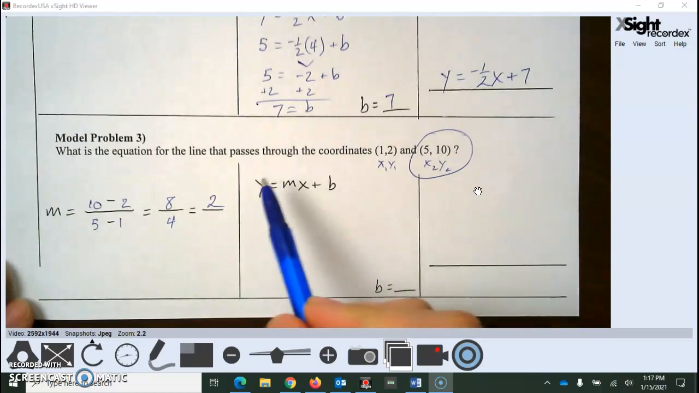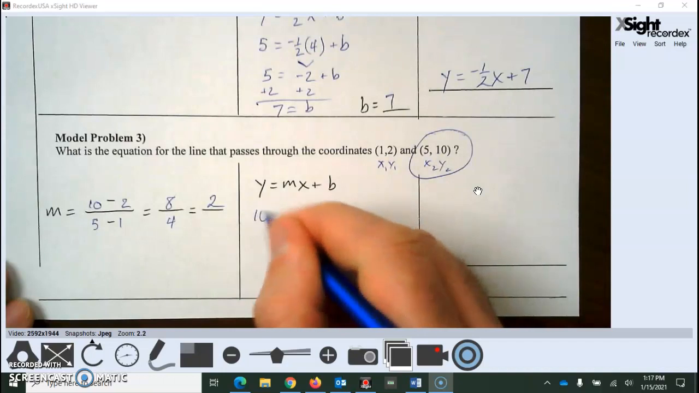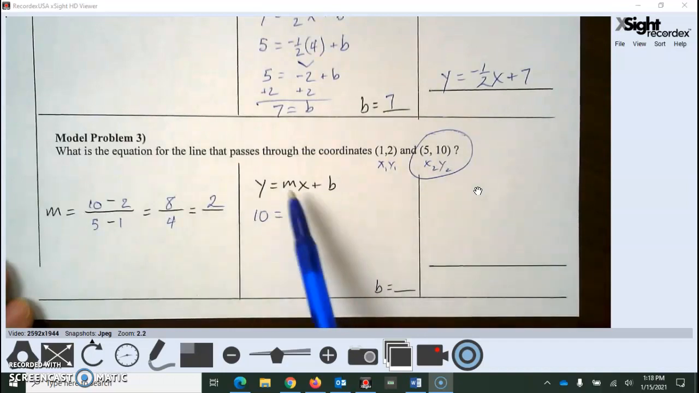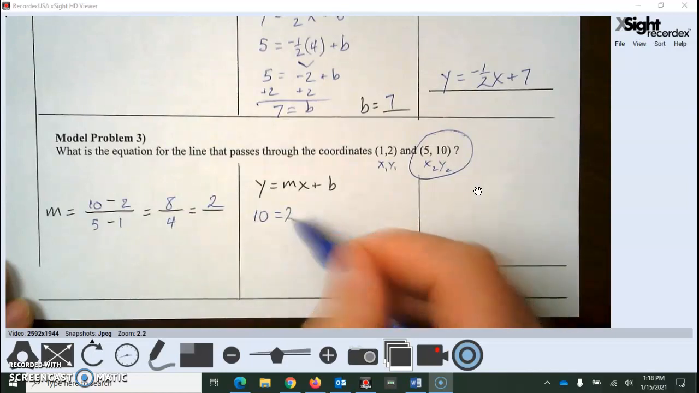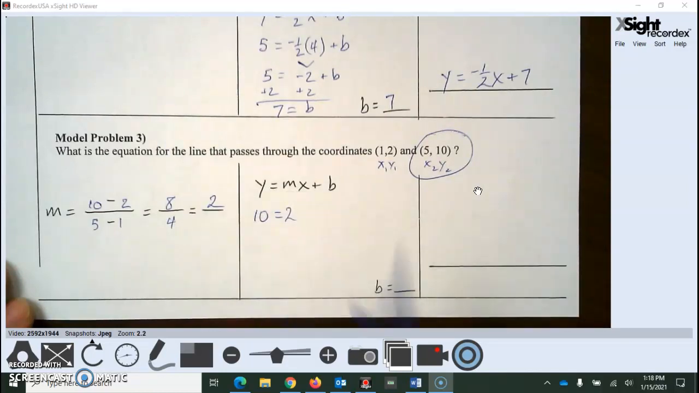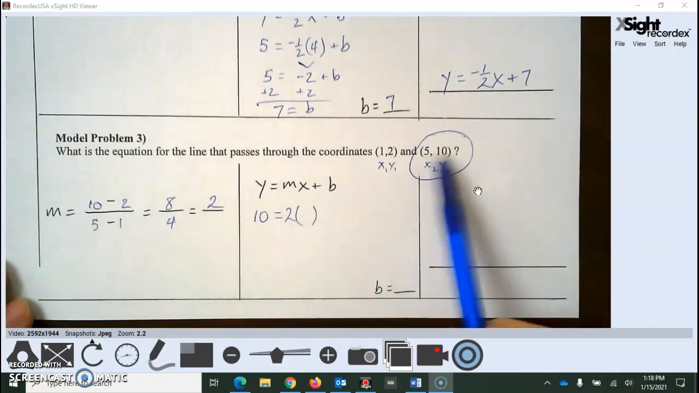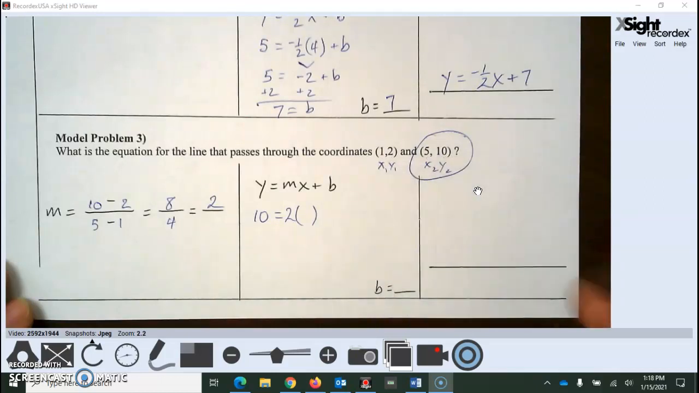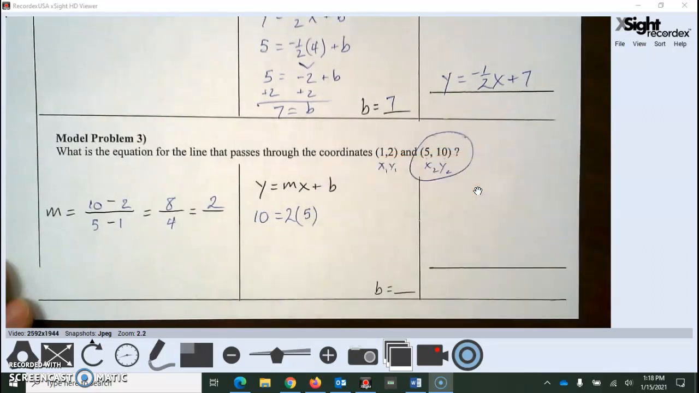So I'm going to replace y with 10, because 10 is the y number. I'm going to replace m with the slope that I just found, 2. You can see that's a multiplication, that mx, so that's why I'm using parentheses. X is 5. If you use this 10, you must use this 5. You can't use this y and that x. Don't mix and match. It's one or the other. So 5 goes here.